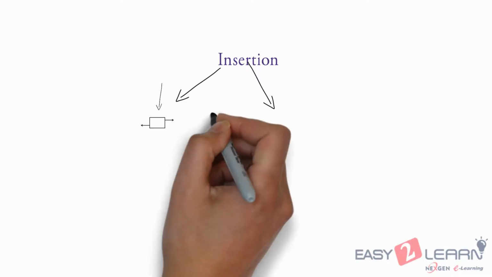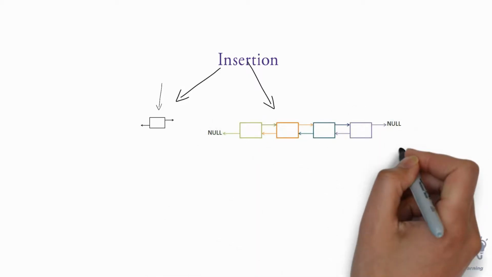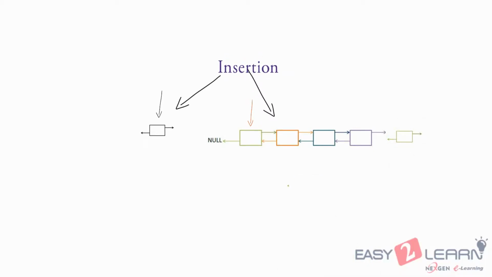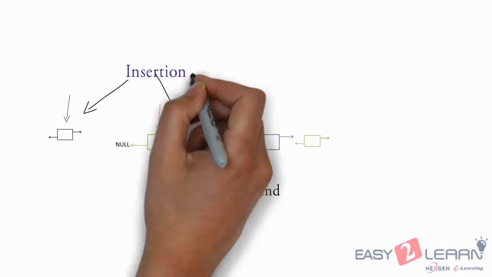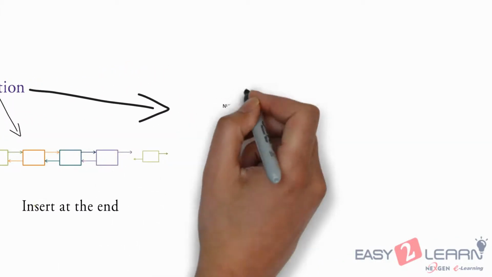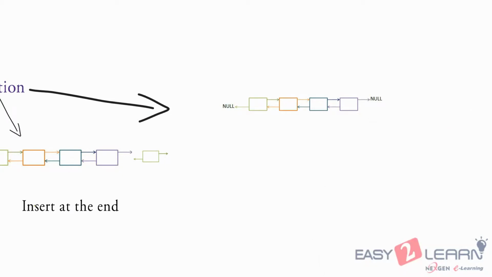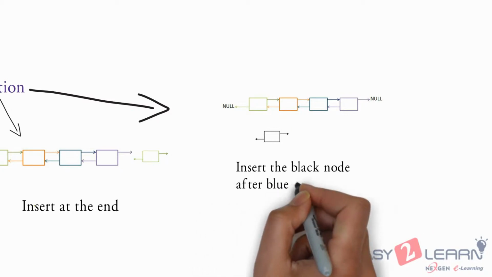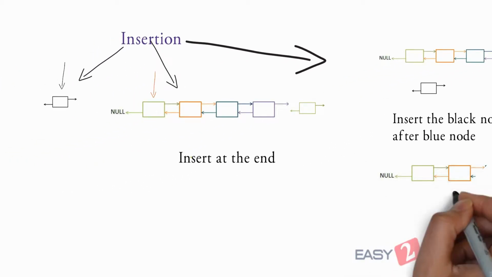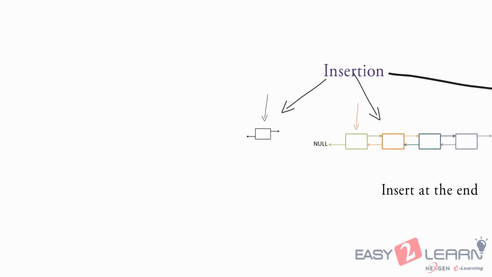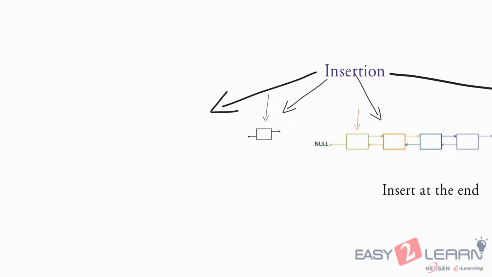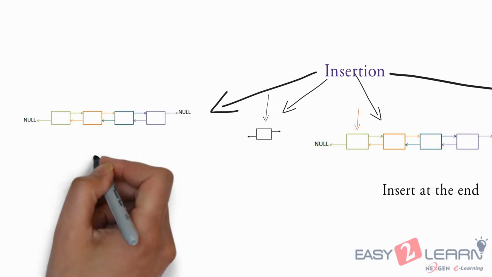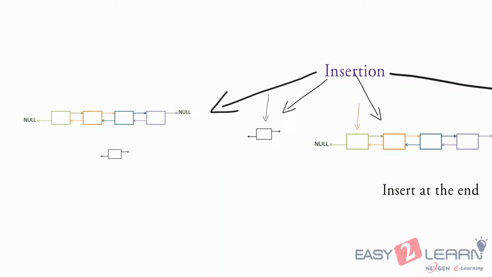Coming to the second case. The second case is to insert the node at the end of the list. This is similar to an array, in which we add a new node at the end of the list. The third case is to insert the new node after some node. For example, here I am trying to insert a black node after the blue node. So this is how it looks after inserting. This is our updated linked list. The fourth and last case is to insert the new node at the beginning, that means at the front of the doubly linked list.